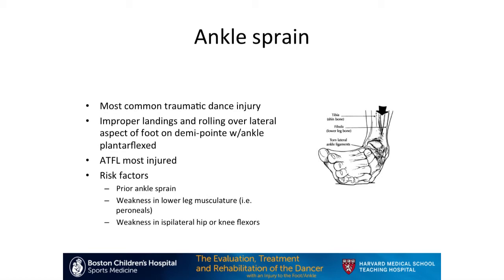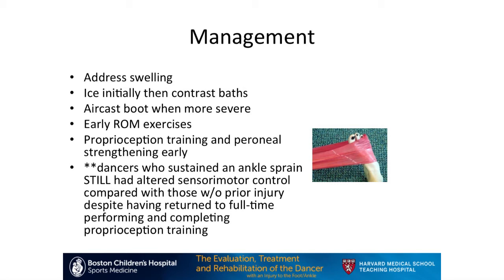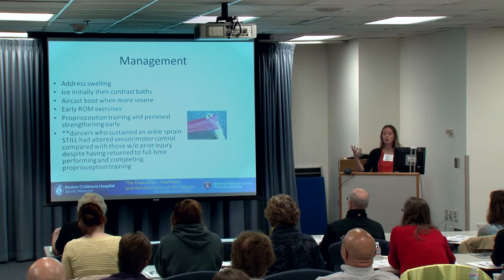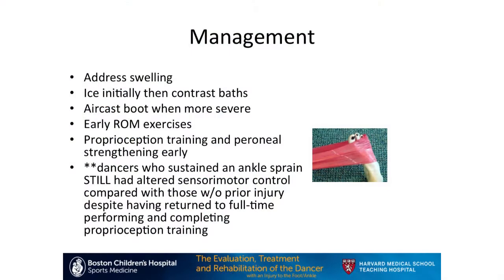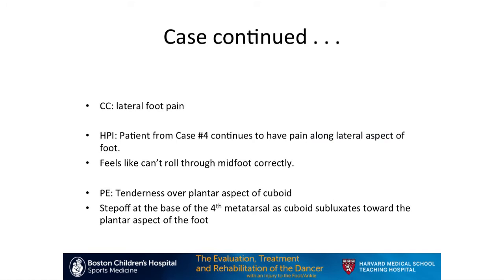So we always address the swelling. We initially initiate ice, and then we can progress to contrast baths. We're often very aggressive early on in terms of range of motion, boot when appropriate though. And then we do early initiation of peroneal strengthening and proprioceptive training. But there was an interesting study that showed dancers who sustained an ankle sprain still had altered sensorimotor neural control compared with those without a prior injury. So even when you really work at it, they can sometimes be still left with a little bit of a deficit.